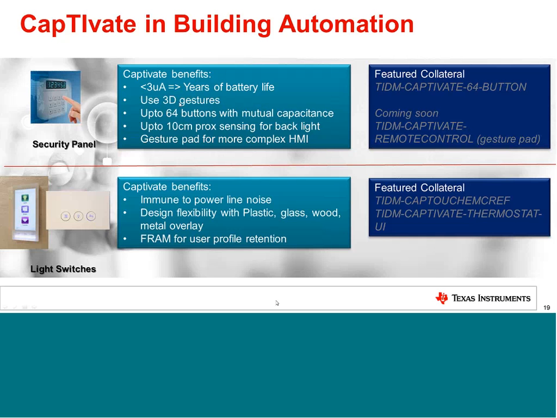You also want to be able to use 3D gestures. What about you walk up to a panel, you start swiping left and right without actually touching any button on the panel? Maybe you have dirty hands, or maybe you have your hands filled with grocery. You want to enable applications like that. You can do it with CapTIvate technology.